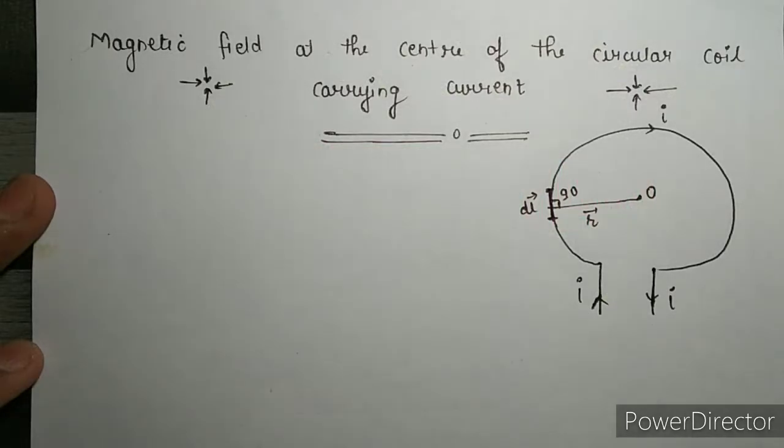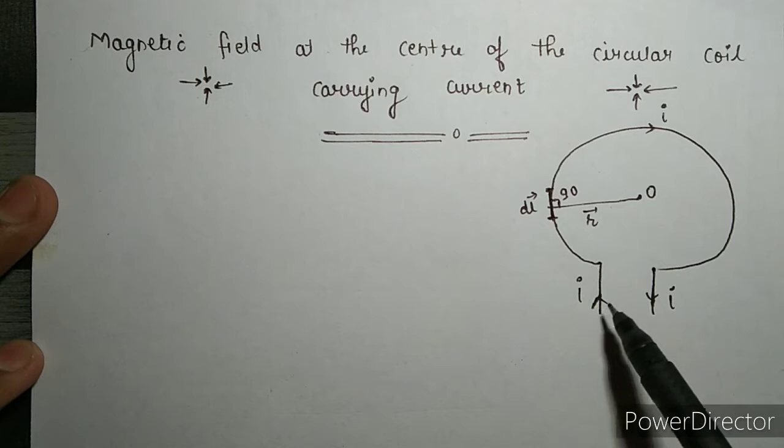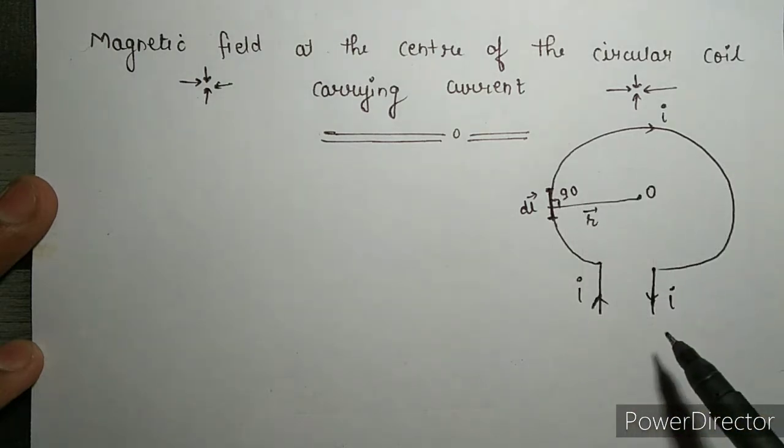Hello students, this is Nikhil sir from Physics Gyan, and today I am going to start the application of Biot-Savart law. Biot-Savart law we already discussed in the previous video, and today I am going to discuss the application of Biot-Savart law. The application of Biot-Savart law is to find the magnetic field at the center of a current carrying circular loop. So let's start.